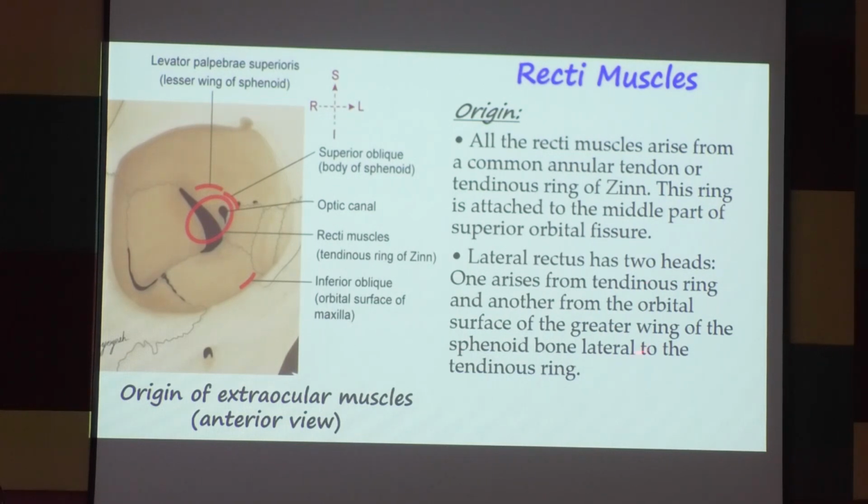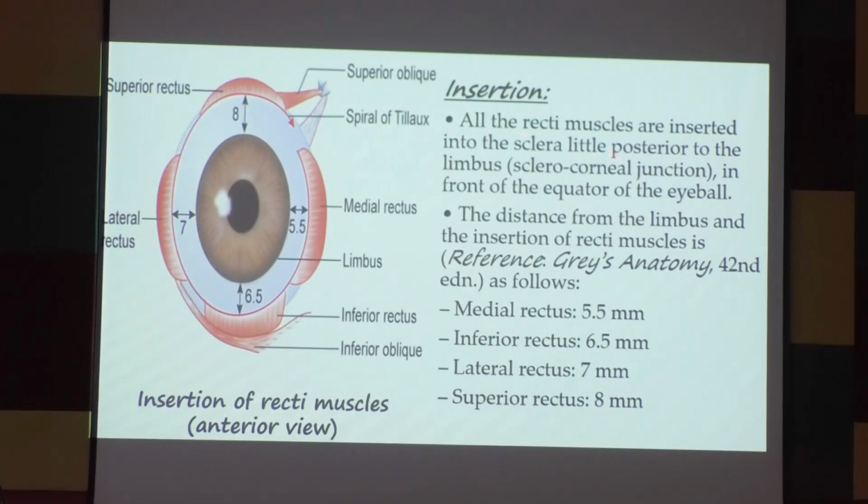Lateral rectus has two heads. One arises from tendinous ring, another from the orbital surface of greater wing of the sphenoid bone, lateral to the tendinous ring. Insertion: you see, all the recti muscles are inserted into the sclera a little posterior to the limbus. Limbus is the corneoscleral junction, and in front of the equator of the eyeball. The distance from the limbus to the insertion of recti muscles is as follows.